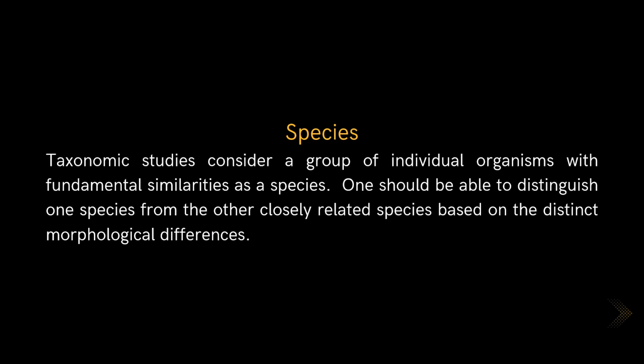Moving forward, we have species. Now, species is a group of individual organisms with fundamental similarities. Species is the lowermost in the taxonomic hierarchy and has the most common characters. The most common characters are found in species. It has fundamental similarities, and one should be able to distinguish one species from other closely related species based on distinct morphological differences.